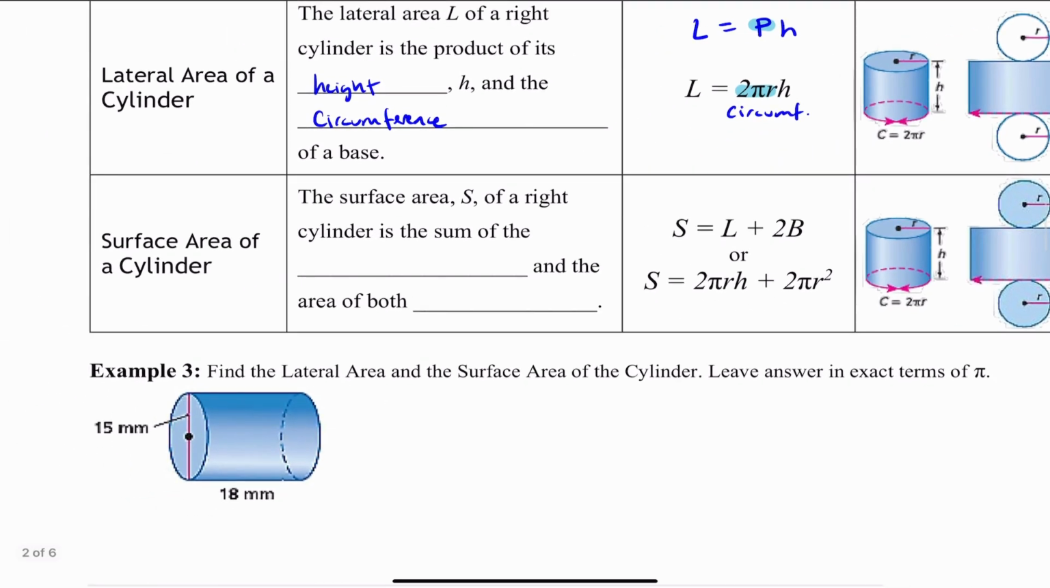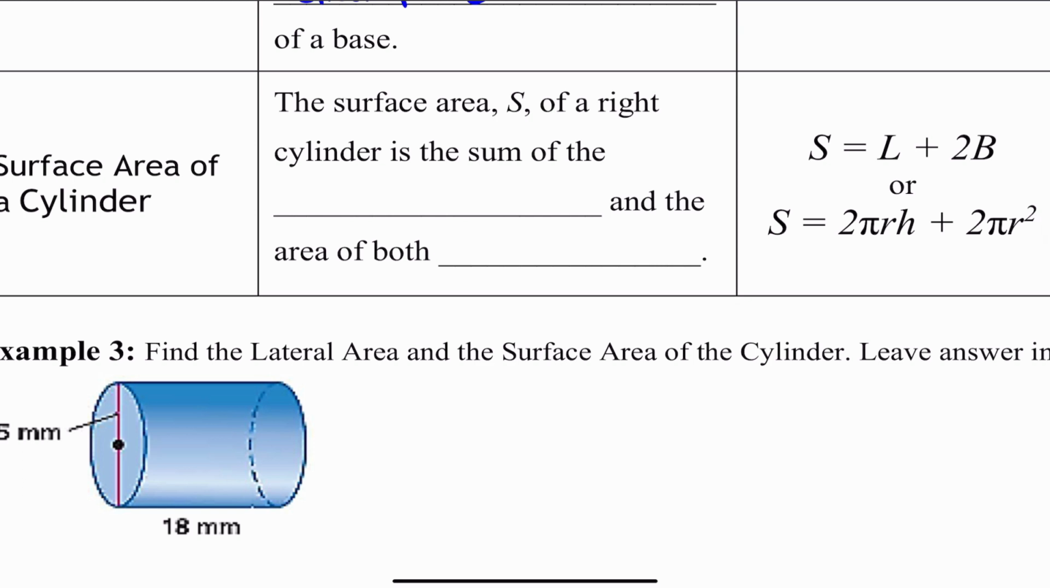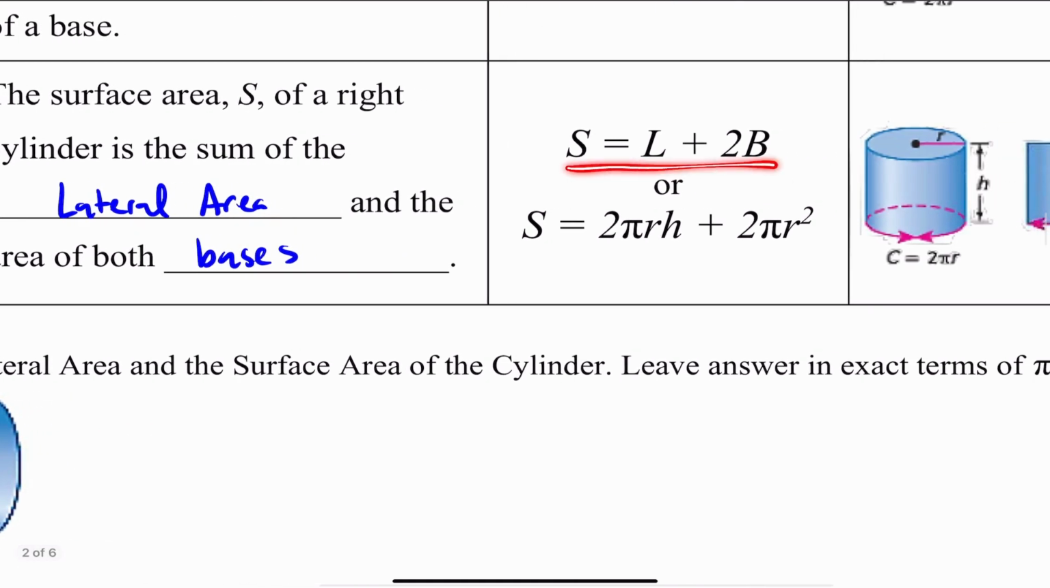So that's the lateral area of a cylinder. And the surface area of a cylinder, S of a right cylinder, is the sum of the lateral area and the area of both bases. So S equals the lateral area plus the two bases, or S equals 2 pi r h plus 2 pi r squared.